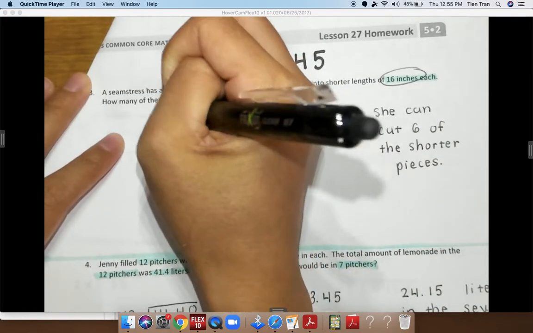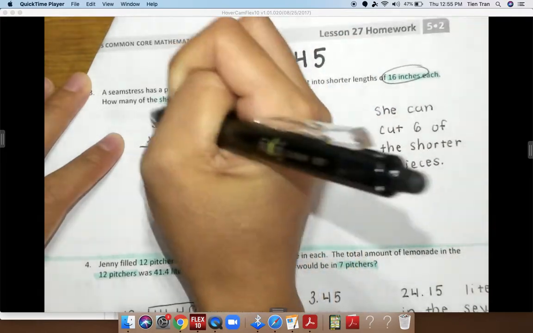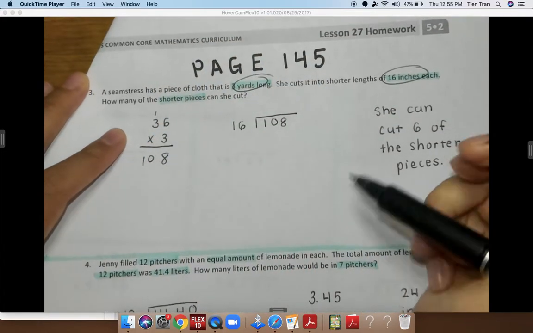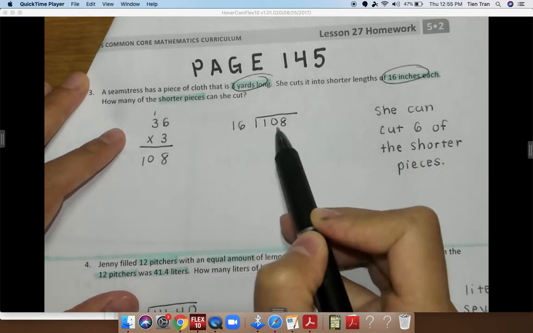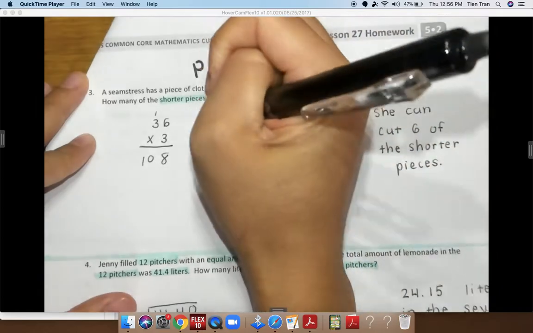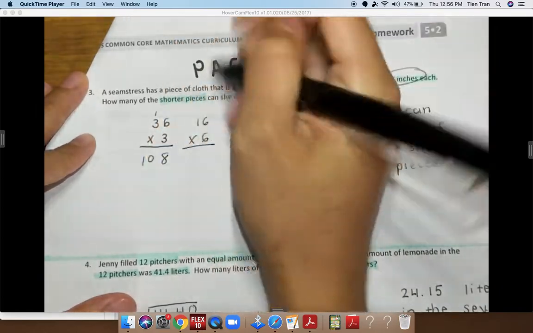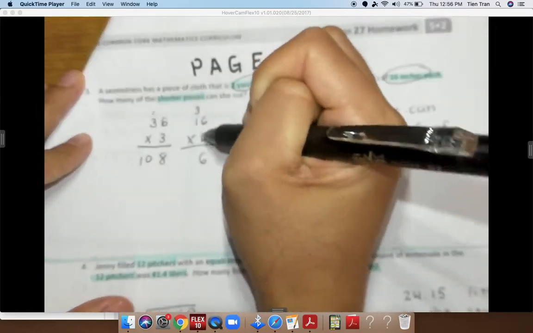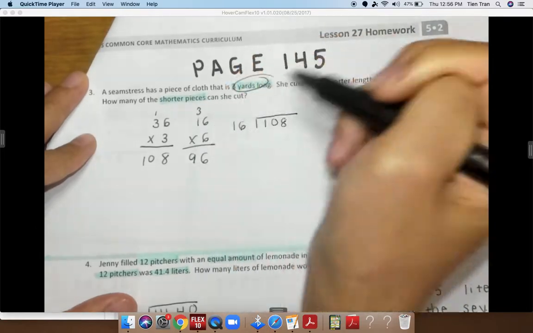6 times 3 is equal to 18. 3 times 3 is 9, plus 1 is 10. I get 108. Now I'm going to divide 16 inches by 108. 16 times what? Let's see. Let's try 16 times 6. 6 times 6 is 36. 6 times 1 is 6, plus 3 is 9. I get 96.